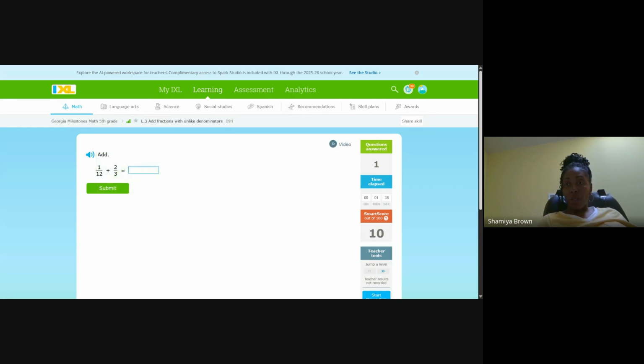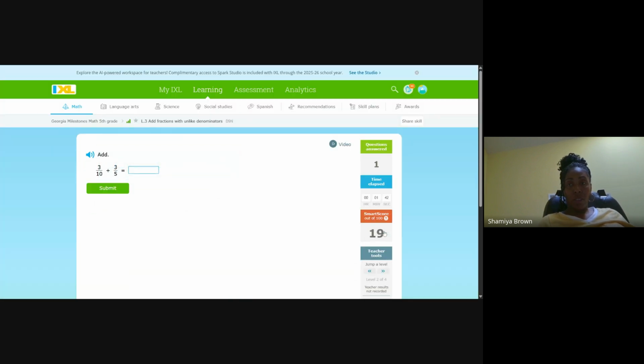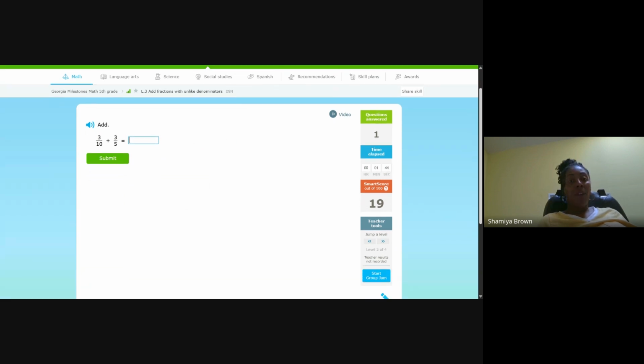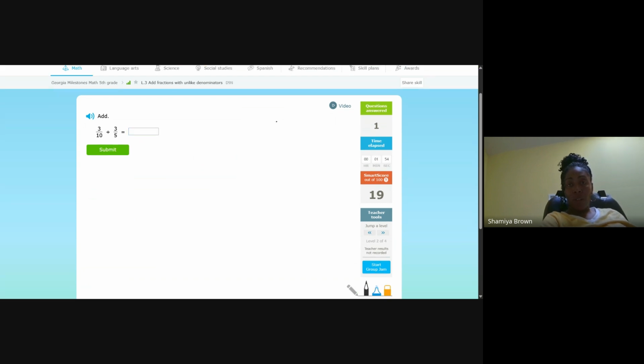Okay, so now I'm going to go to the next level. See if it gets any harder than this. Okay, so I will have to find my least common denominator, and I know it's going to be 10. But just so you can remember, you list your multiples for each number. So I'll do 5 first, 5, 10. Then I know my first one for 10 is 10. So 10 is going to be my least common denominator.